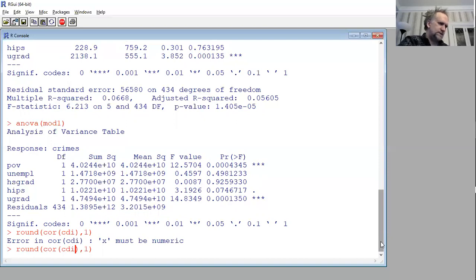Yeah, it can't deal with some of them that are not numeric. So let's do this. Let's just put in the ones we need. So we will cor, and in here I will cbind. Let's just say a few of these, just to see the ones we care about, right?